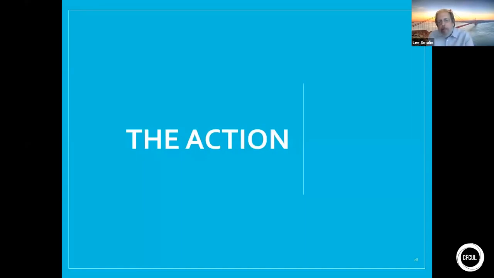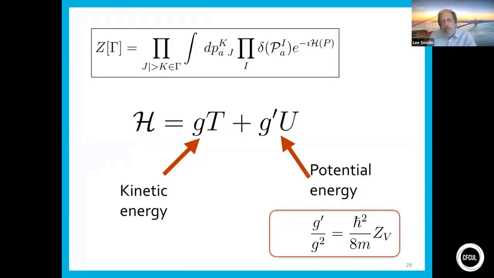Okay, so here we're going to talk more about the action. Here's the half integral, as I defined before. And let me note that the Hamiltonian has its kinetic energy and potential energy. And there are free parameters, G and G prime. And it's going to turn out, not surprisingly, that G prime over G squared is related to H bar squared over M. That will not surprise people who work with hidden variable theories.